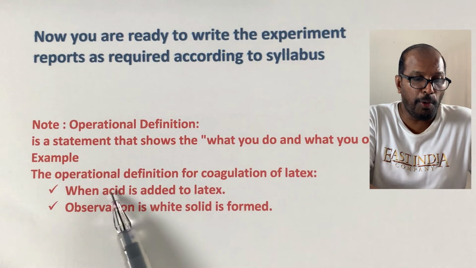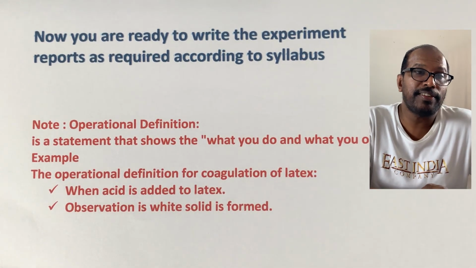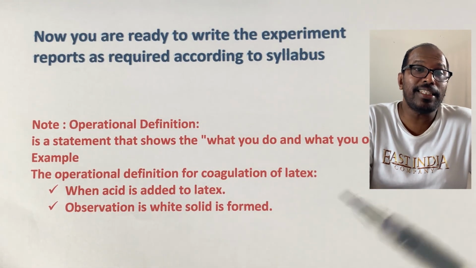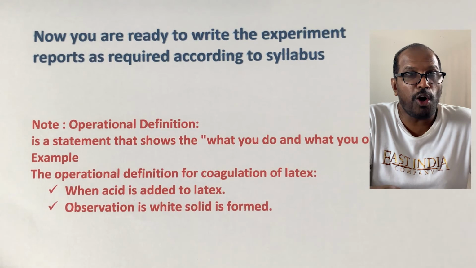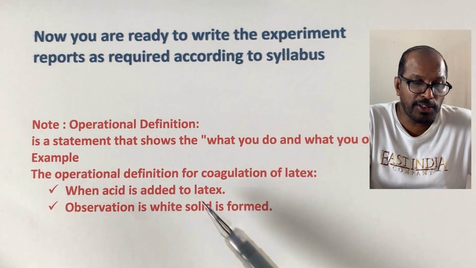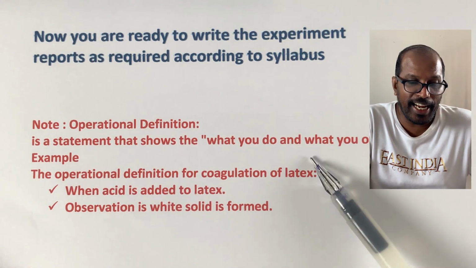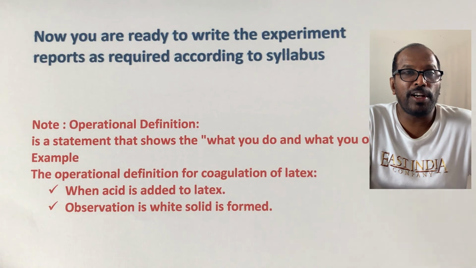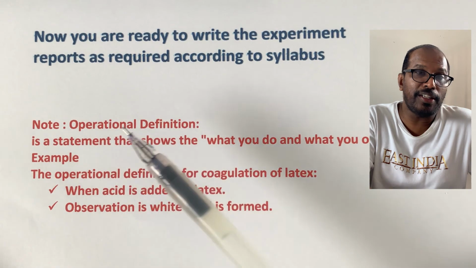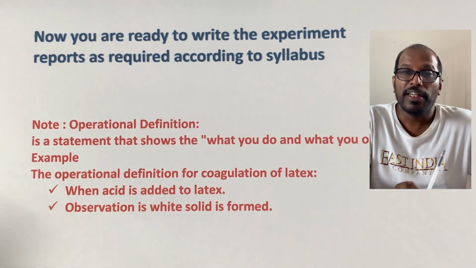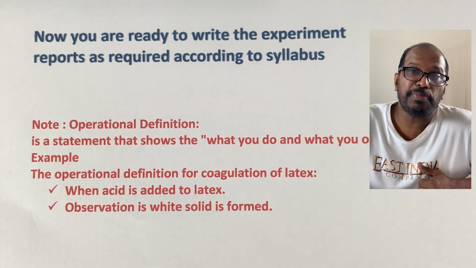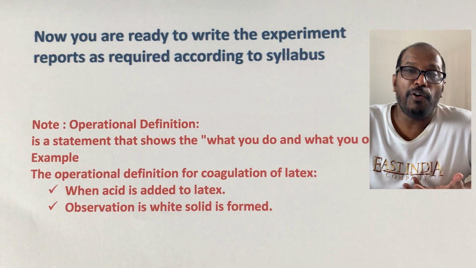Example, let's say the operational definition of coagulation of latex. To do the coagulation of latex, what I do is add acid to the latex. So what is the observation that I'm going to get? The observation is that a white solid is formed. When a white solid is formed, that means the latex is coagulated. That means coagulation of latex is being done. So this is how we define an operational definition, and I stated an example. Now this is how you're supposed to write an experiment in either SPM or IGCSE alternative to practical form.